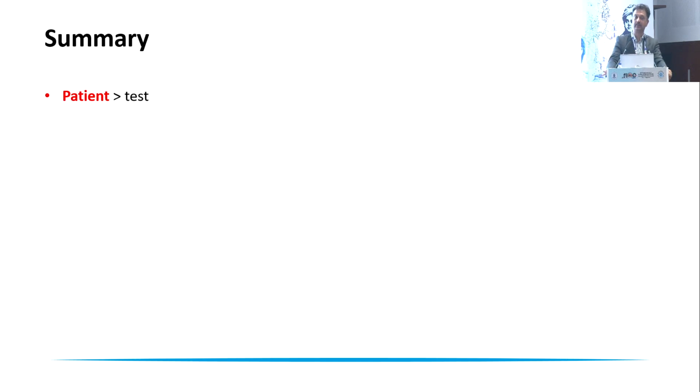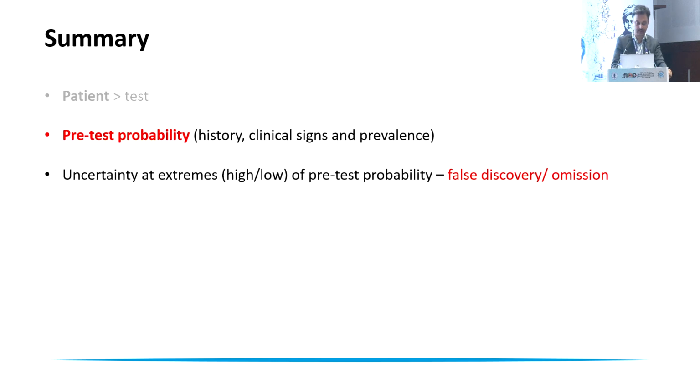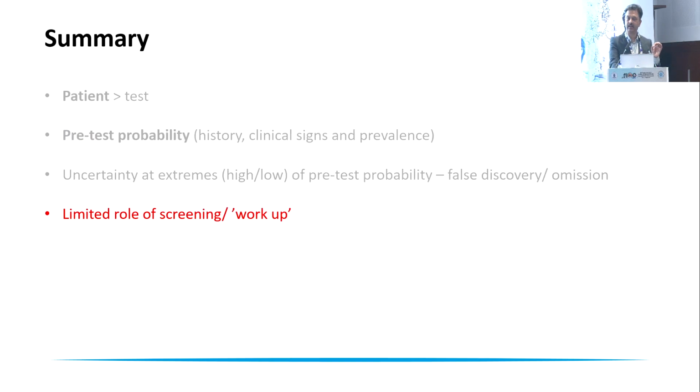What's the summary? The patient is always much more important than the test. The pre-test probability depends on the history, clinical signs, and the prevalence of the disease. We should be careful when the pre-test probability is either very low or very high and the test is not matching it. And there's a very limited role of screening or workup. Thank you for your attention.